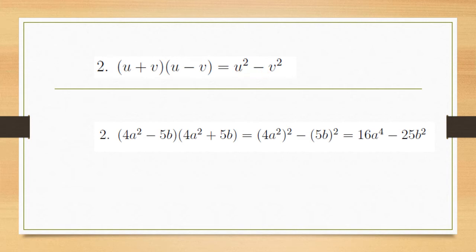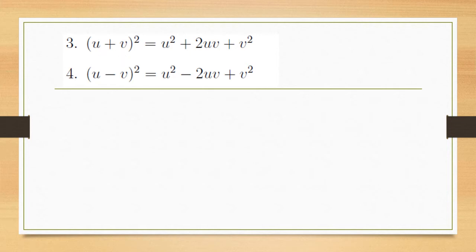So in this example, we find what is u and what is v. Obviously, your u is 4a squared and your v is 5b. So proceed immediately. You get u squared, the square of 4a squared, minus the square of 5b. So you've got 16a to the 4th minus 25b squared.